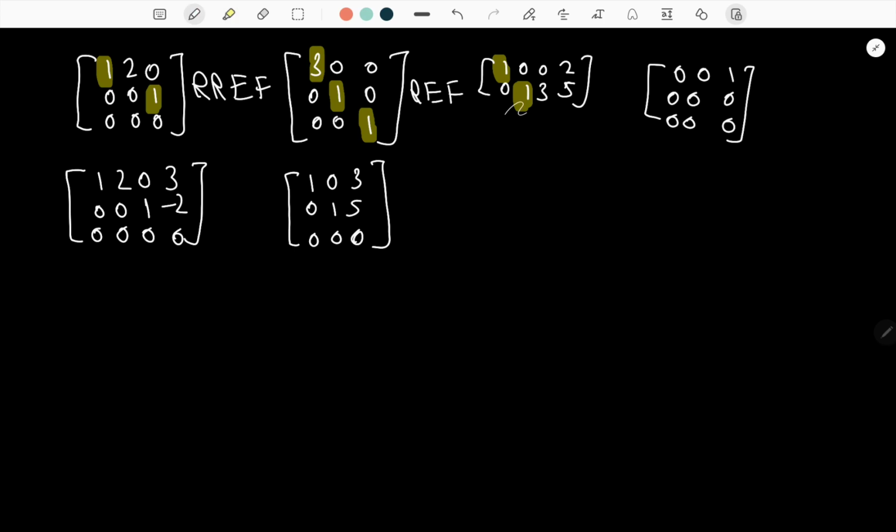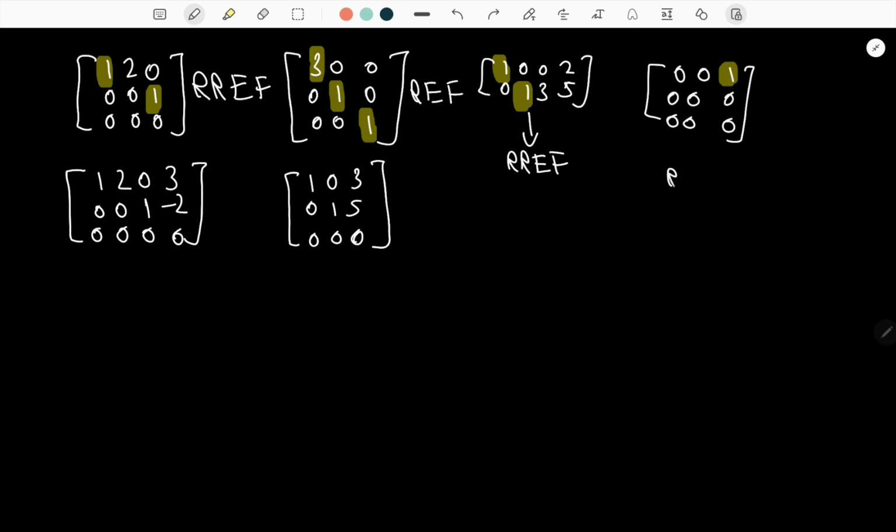So REF. Next example, so there's a 1 here and there's no number below it and to the top also. So this is also RREF.